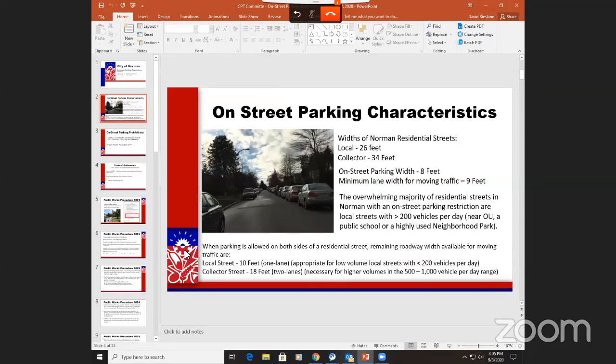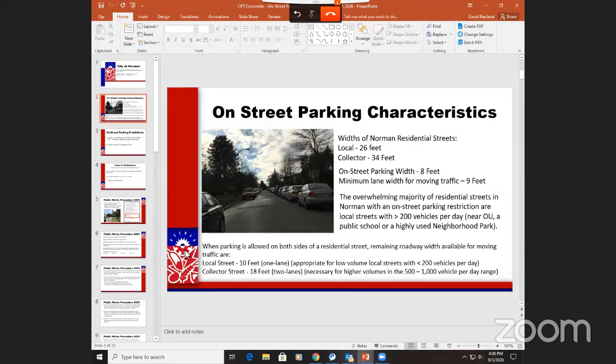Just a little bit about on-street parking characteristics. Generally, these types of things happen on local streets or collector streets. Local streets are generally 26 feet in width, thereabouts. Collector streets are about 34 feet in width. You've got to have 8 feet to allow on-street parking. That leaves the minimum lane for moving traffic at 9 feet. The overwhelming majority of residential streets in Norman with these types of restrictions are on local streets that carry just over 200 vehicles per day, and they're generally located near OU, near a busy elementary or other public school, or maybe a highly used neighborhood park.